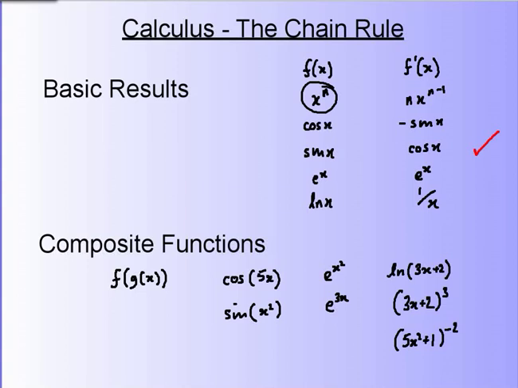If you can recognize composite functions, which is what we want to try and differentiate, and you know your basic results, we should be able to get started. So here we go. If we have a composite function, then to differentiate, we differentiate the outside function first, leaving the inside, and then we multiply by the derivative of the inside function. So outside followed by inside.